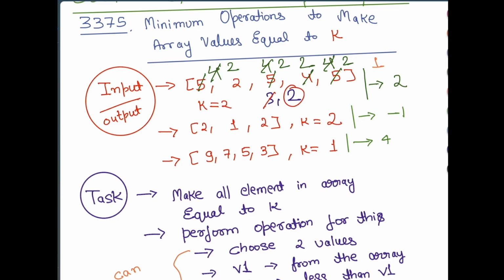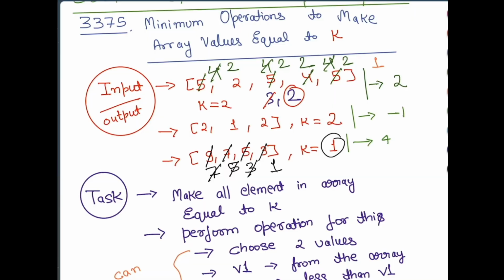In the second example as well, you can see the highest value is 9, right? So we can choose this 9 and make it the second highest value, which is 7, okay? Then we can choose the highest value again, which is 7, and make the 7 as 5, the second highest value. Choose the next highest value, which is 5, and make all the 5 equal to the next highest value, which is 3. Choose 3 and make it 1, that is the k, right? So we have to perform a total of 1, 2, 3 and 4 operations and the output is 4.